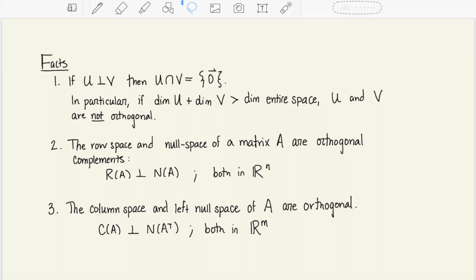For the second fact and the third fact, I want to bring to mind two pairs of vector spaces that we already know to be orthogonal. The row space and the null space are orthogonal complements in Rn. The column space and the left null space are orthogonal complements in Rm. And next we're going to look at an explicit example of this.